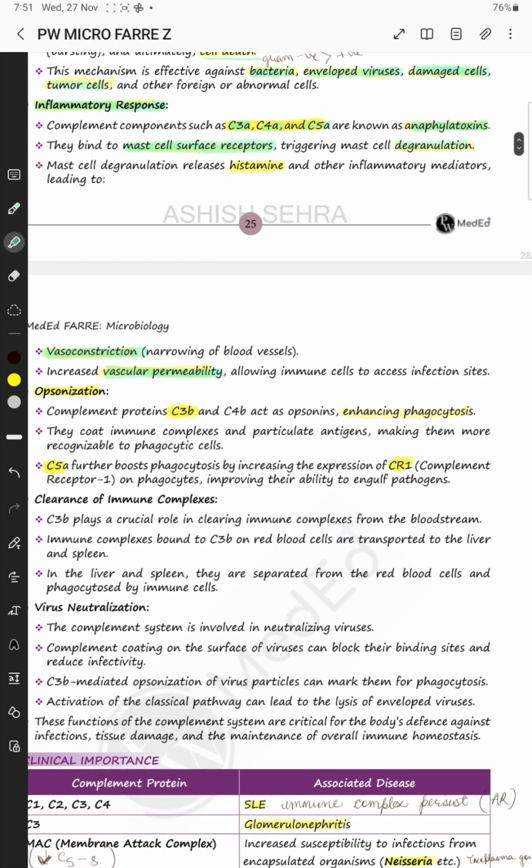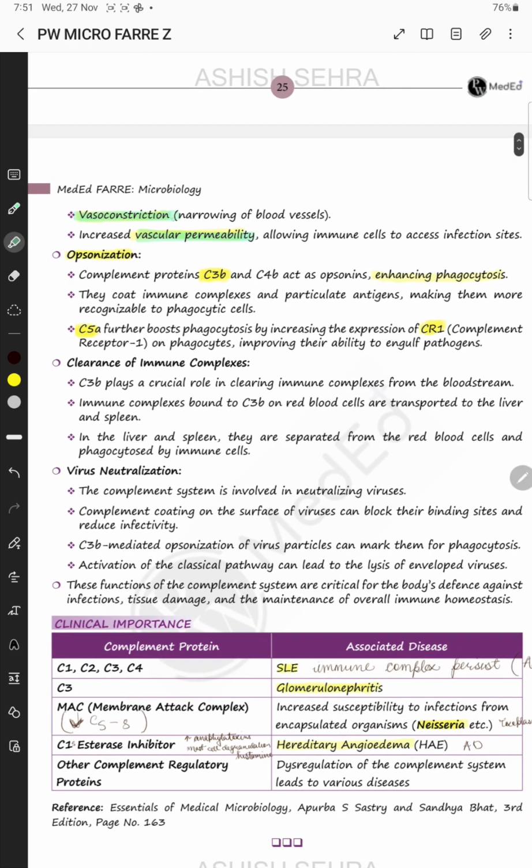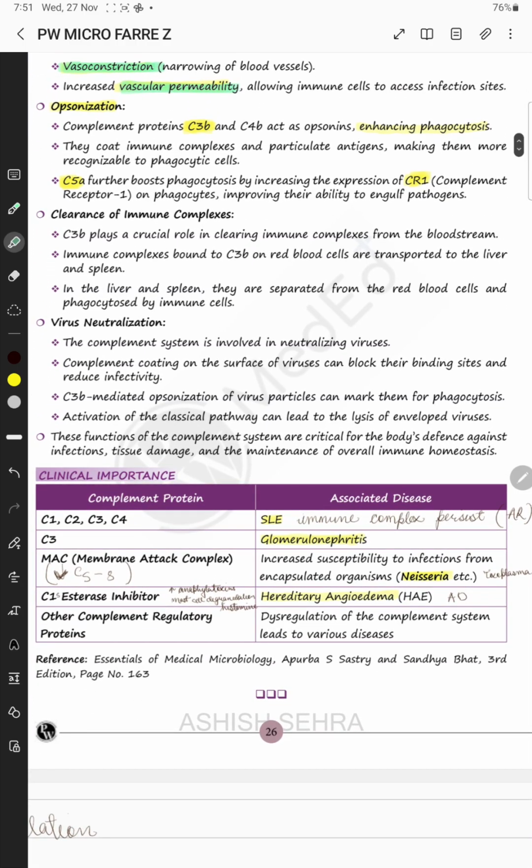to access infection sites. Okay, so C3a, C4a, C5a, these are anaphylatoxins. ये मास्ट सेल का डीग्रैन्युलेशन करवाते हैं, जिससे जो हिस्टामिन है वो रिलीज हो जाएगा. हिस्टामिन के कारण वैसोकंस्ट्रिक्शन होता है और वैस्कुलर परमिएबिलिटी इंक्रीज हो जाता है.